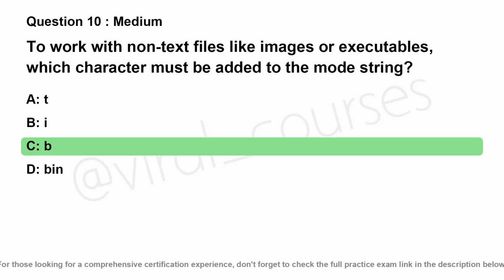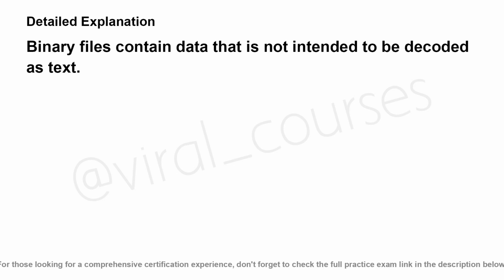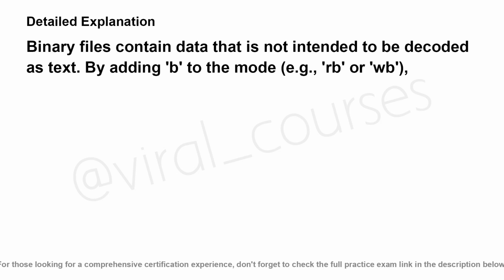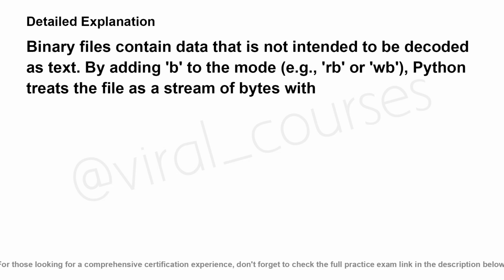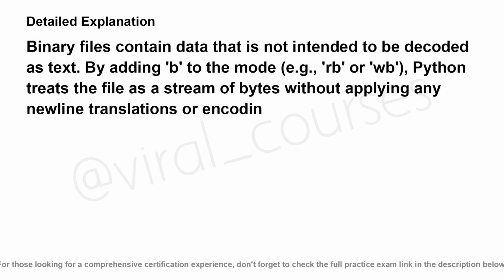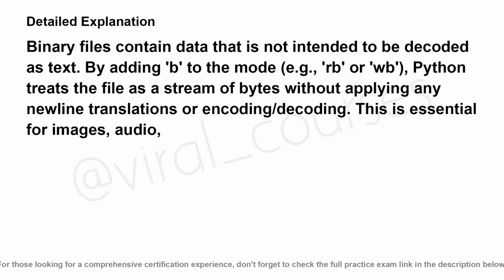The correct answer is C. Binary files contain data that is not intended to be decoded as text. By adding B to the mode, e.g., rb or wb, Python treats the file as a stream of bytes without applying any newline translations or encoding and decoding. This is essential for images, audio, and compiled files.